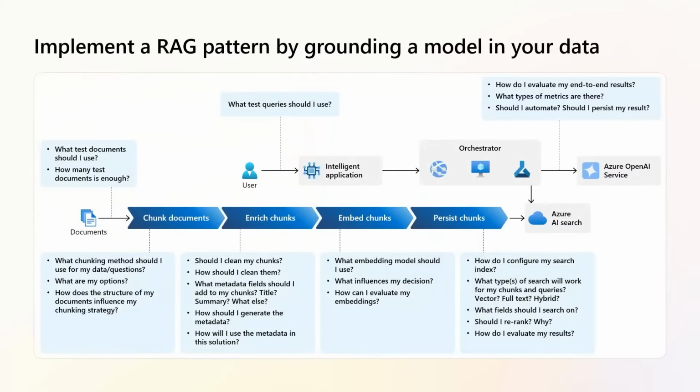RAG, or Retrieval Augmented Generation, is one of the most important patterns on the entire exam. This slide shows the full pipeline. Chunk your documents, enrich and embed the chunks, store them in Azure AI Search, and orchestrate retrieval with Azure OpenAI. You might get questions from every part, from the chunking strategy to embedding model choice, to hybrid search and re-ranking. Familiarize yourself with this flow and make sure you can answer relevant questions on options and configuration.